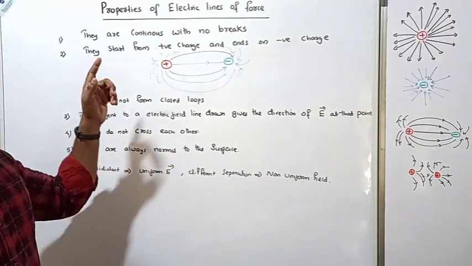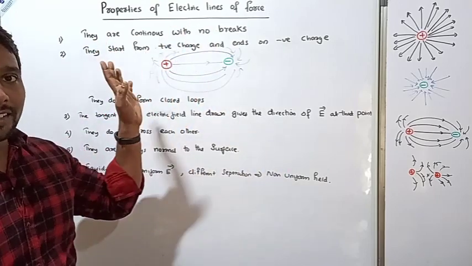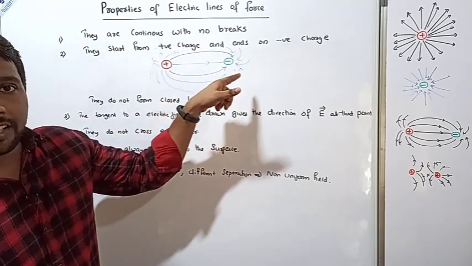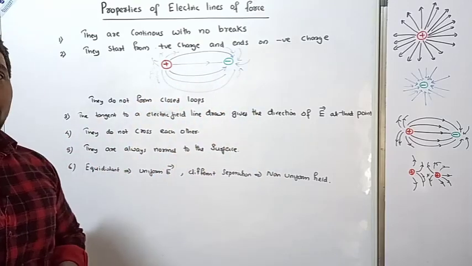What was the first point? These electric field lines are continuous with no breaks, always start from the positive and end up on the negative, and they do not form any closed loops. And also the tangent gives the electric field direction.